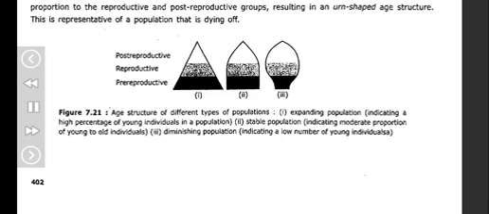Stable population. As the rate of growth slows and stabilizes, the pre-reproductive and reproductive age groups become more or less equal in size. The post-reproductive group remains the smallest. The graphic representation of this stabilized population is bell-shaped.